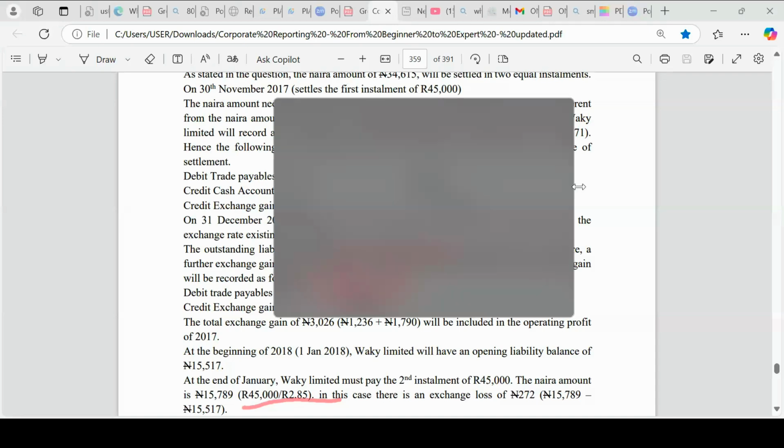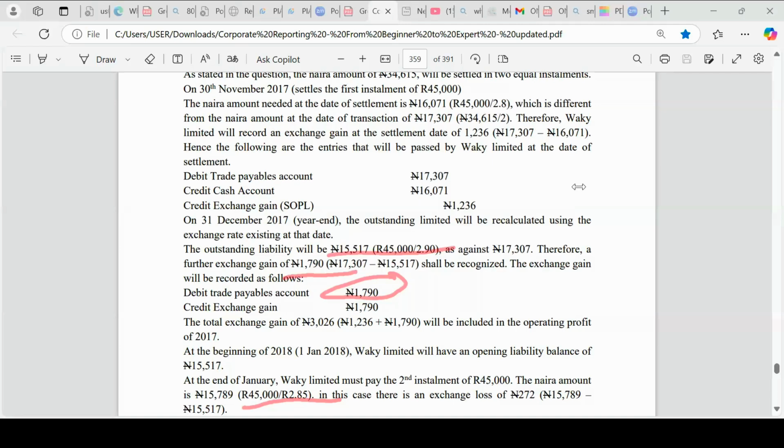Olumide Olorin, is it clear? Yes. Chidima, is it clear? Thank you. Priscilla, is it clear? Yes, it's clear, sir. All right, so let's move on.